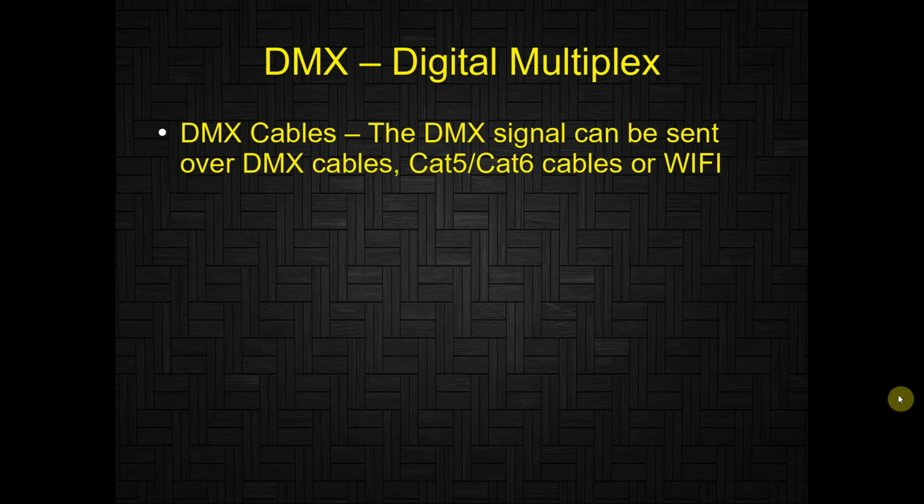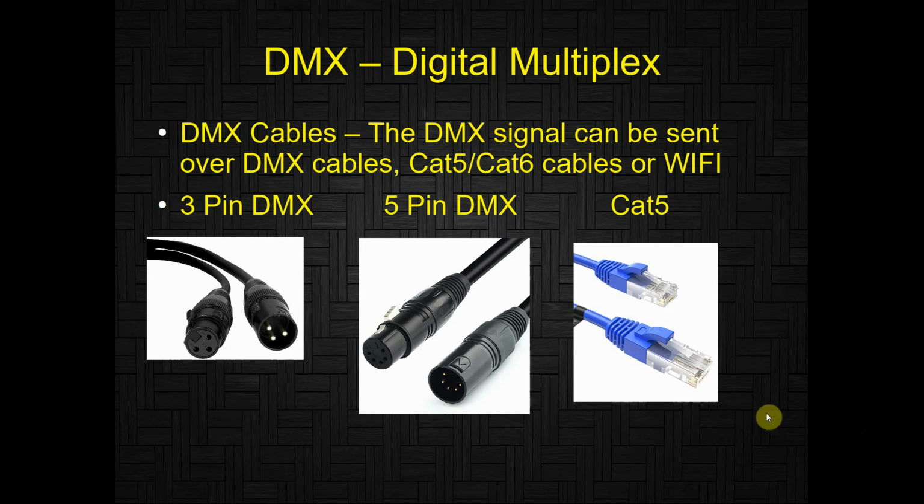As I mentioned earlier, the DMX signal can be sent out over DMX cables, Cat5, Cat6 cables, or Wi-Fi. And there are different types of cables. Here's a 3-pin DMX. As I mentioned, it looks a lot like a microphone cable, slightly different as far as what the wires are inside and the way that they're insulated. Here's a 5-pin DMX, which you're going to find on the back of the light board. There is a 5-pin DMX connector.